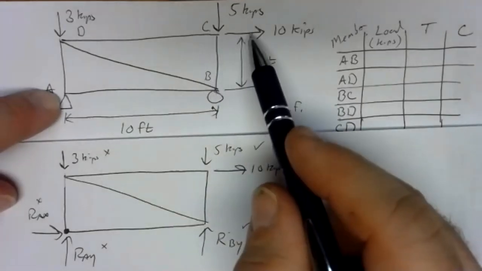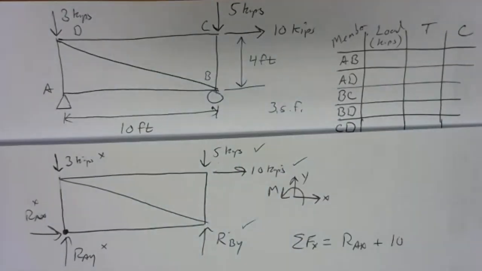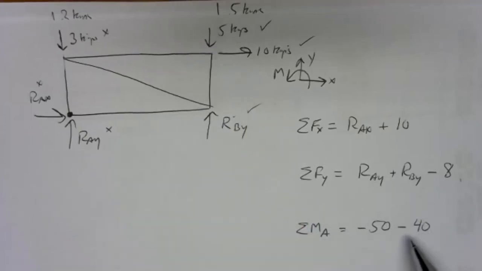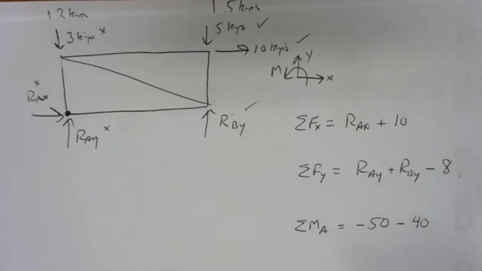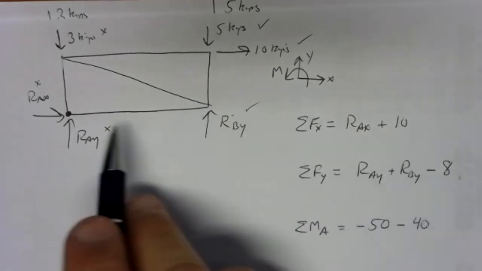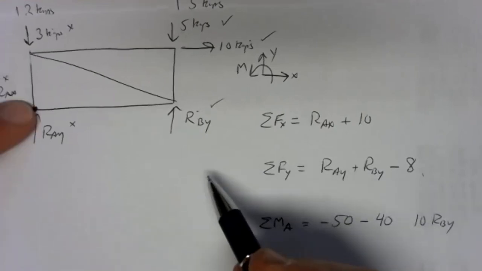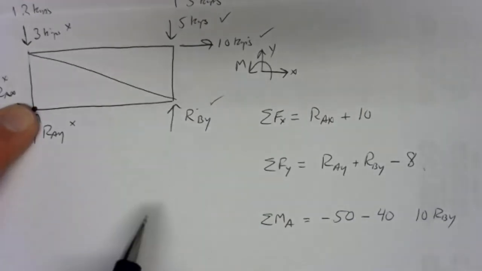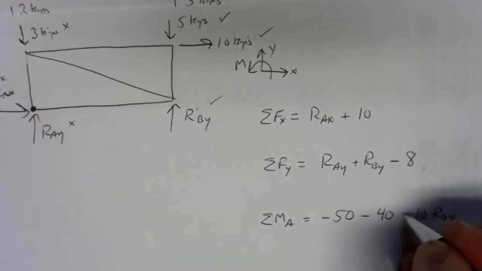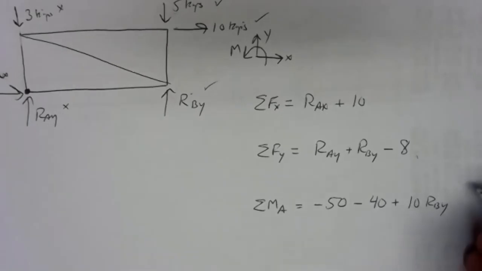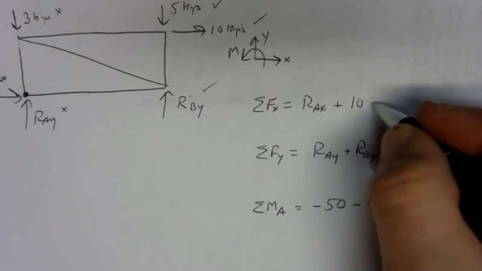If we're pinned at A and we're pulling to the right at C, that would be a clockwise moment, and clockwise moments are negative. So we have minus 50, minus 40. Minus 50 from the 5 kips at 10 feet, minus 40 from the 10 kips at 4 feet. And then we've got RBY. RBY has an arm of 10 feet. So 10 RBY positive, since if we're pinned at A and we're pushing up at B, that would be a counterclockwise moment. So there we are. This is equilibrium, so all the sums have to equal 0.